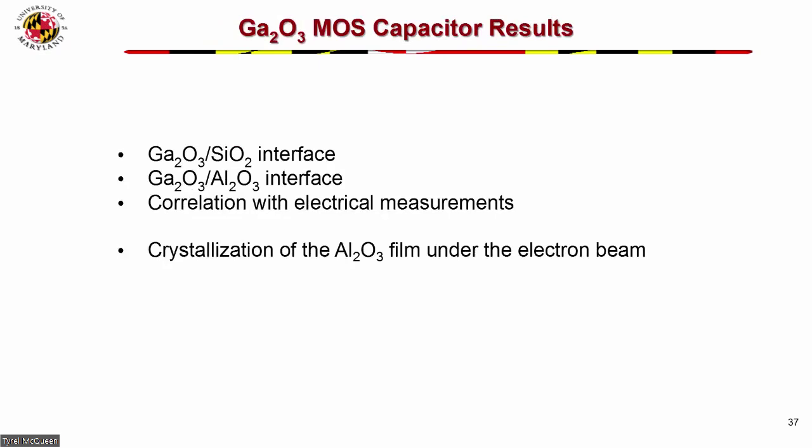Now I want to switch to gallium oxide. We don't have as much research on gallium oxide, but it's been interesting. We have samples that have a silicon oxide gate capacitor, and others with aluminum oxide, and we have some correlation with electrical measurements. So we also investigated the interface between these two. And I also want to show you some interesting results we found of crystallization of the aluminum oxide under the electron beam.